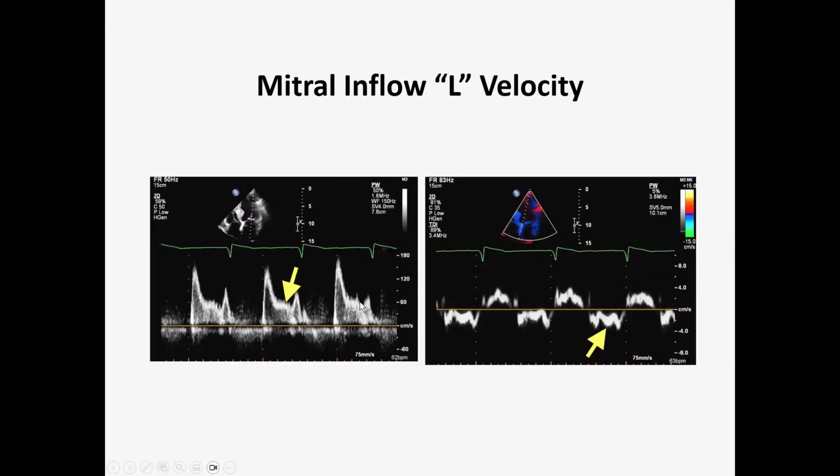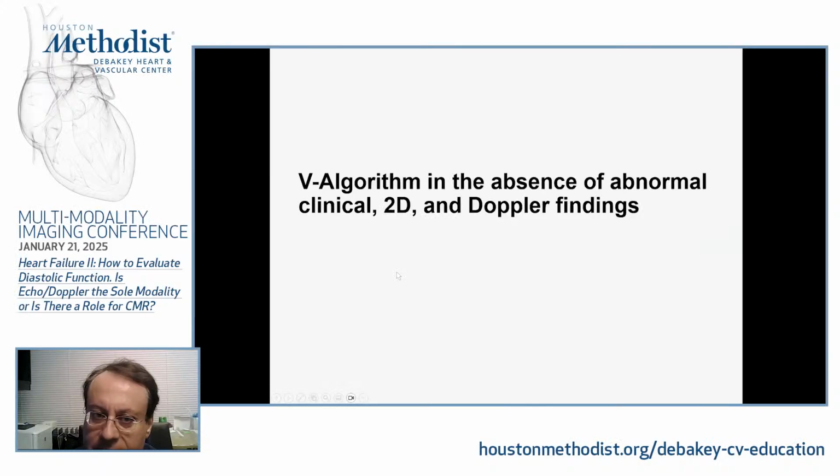I would caution that sometimes you see younger individuals with slow heart rates and you can see an L velocity, but there it will seldom exceed the 20 to 40 centimeters per second range. You can also record the L velocity in the tissue Doppler, be it septal or lateral annulus. However, the one we rely on is the mitral inflow L velocity.